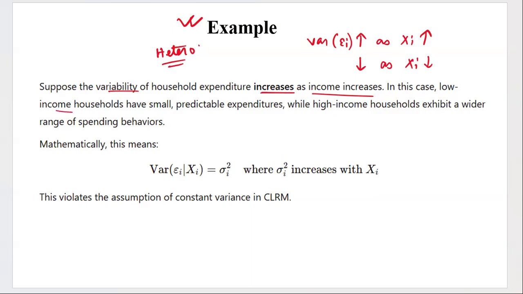In this case, low income households have small predictable expenditures while high income households exhibit wider range of spending behavior. So we know this, right?